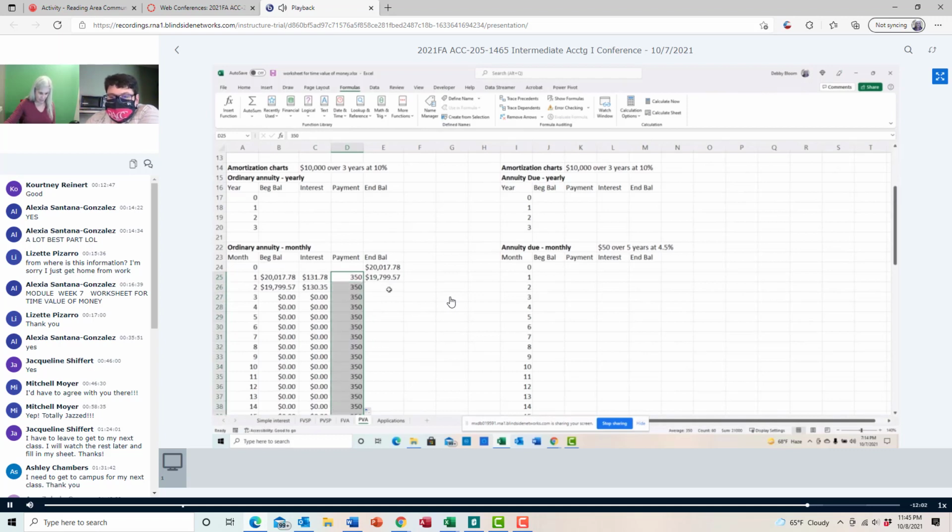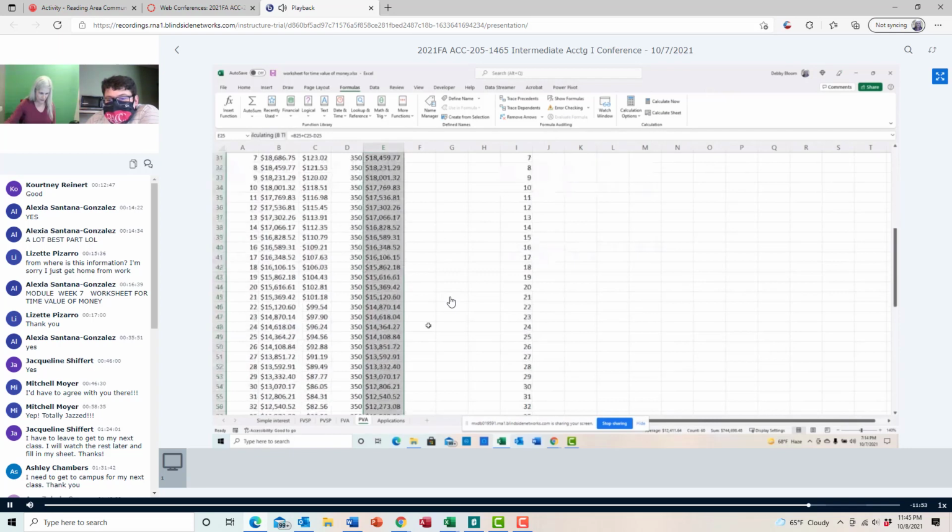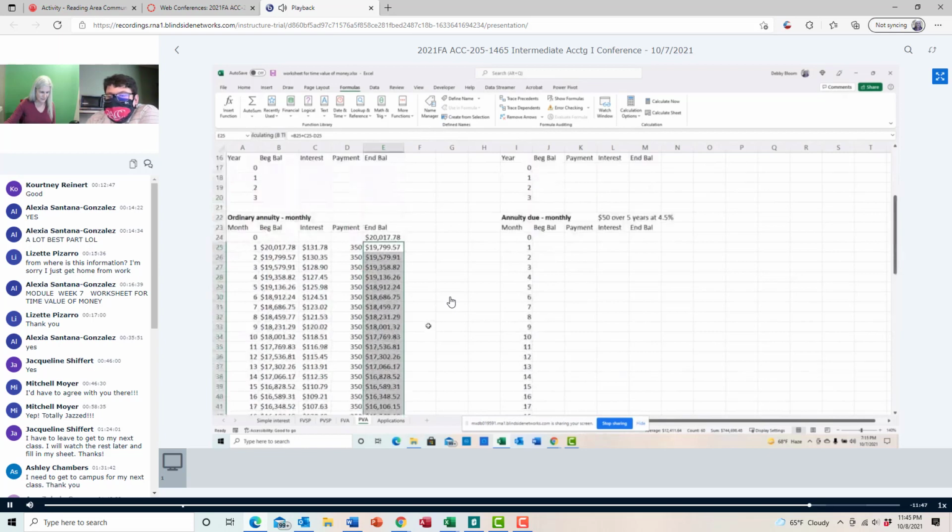And now make sure the second formula, the 19,000, not the 20,000. I double click and notice, what? What did I do? It should come down to 0. I did something wrong. I'm going to have to figure out what I did wrong because I have like 4 minutes left in class.